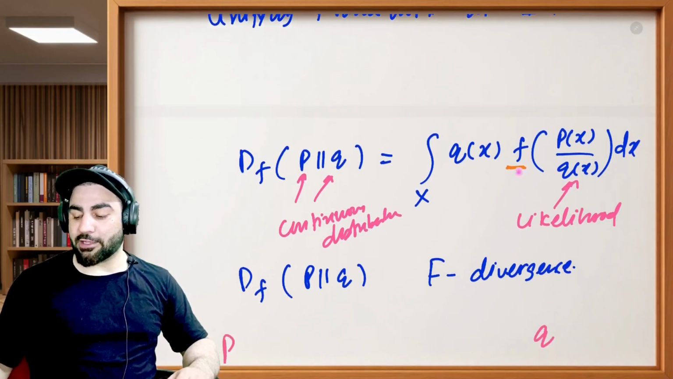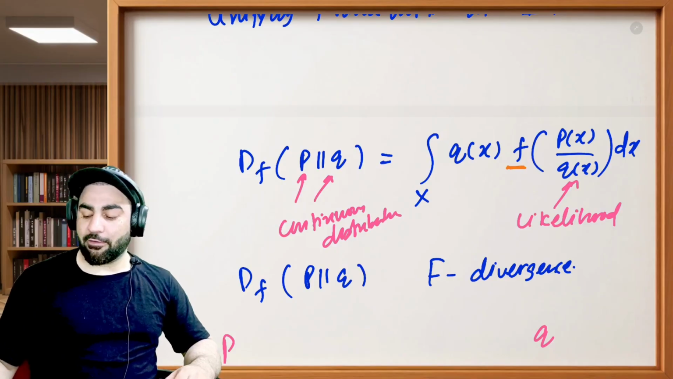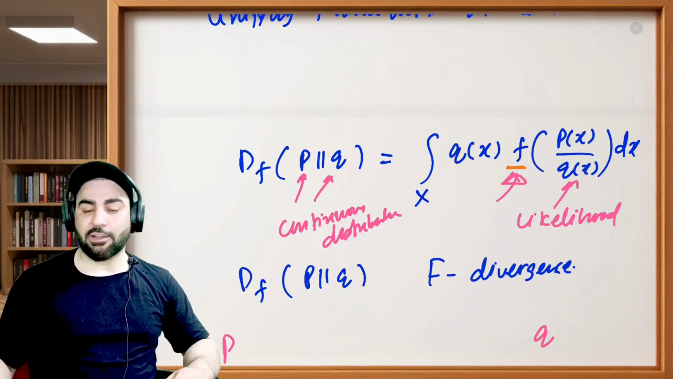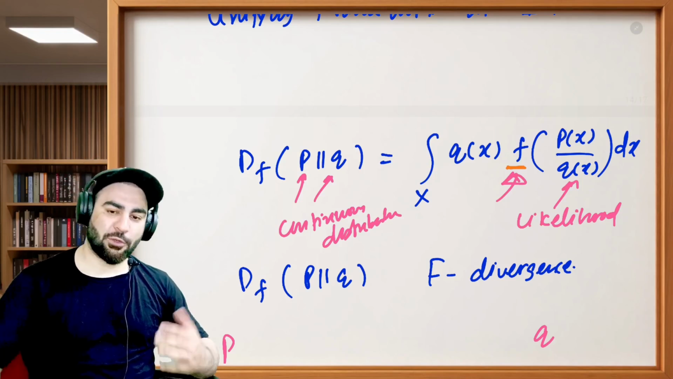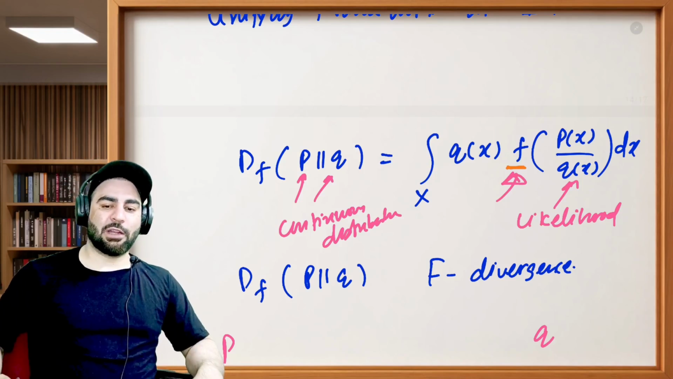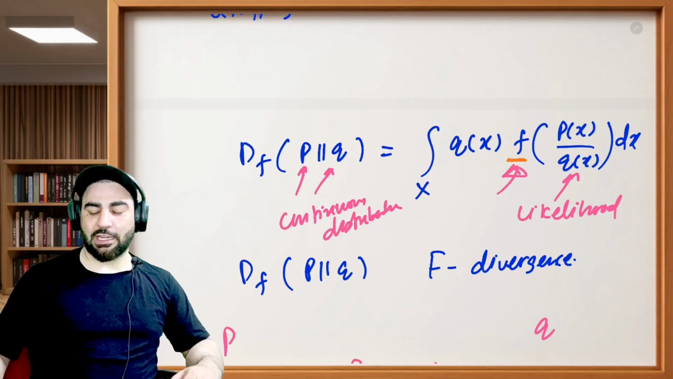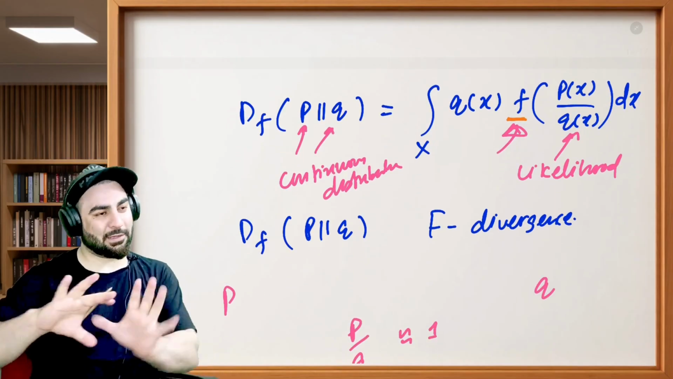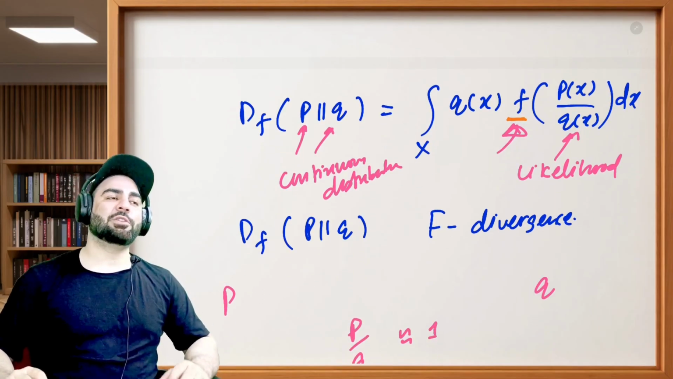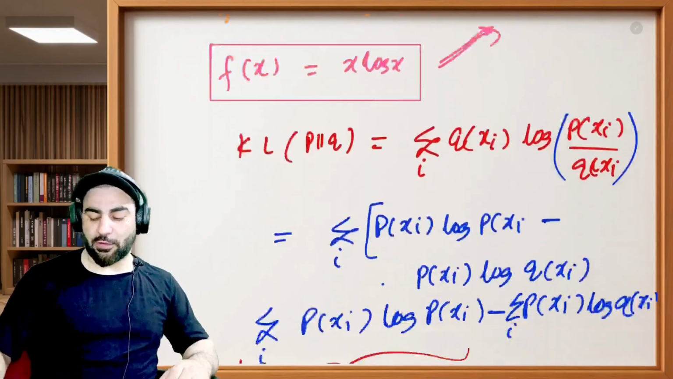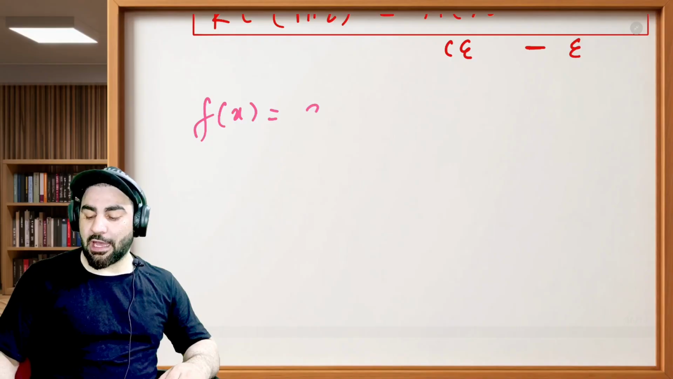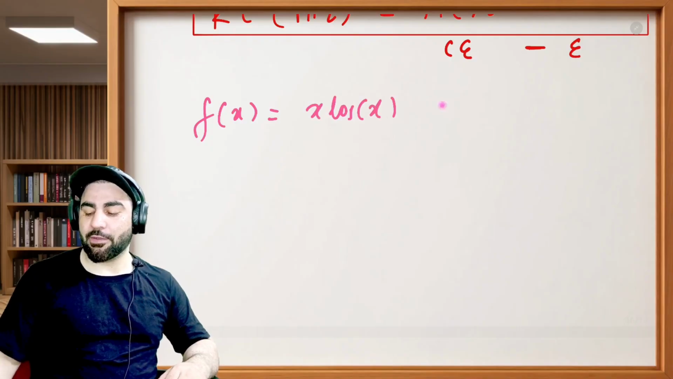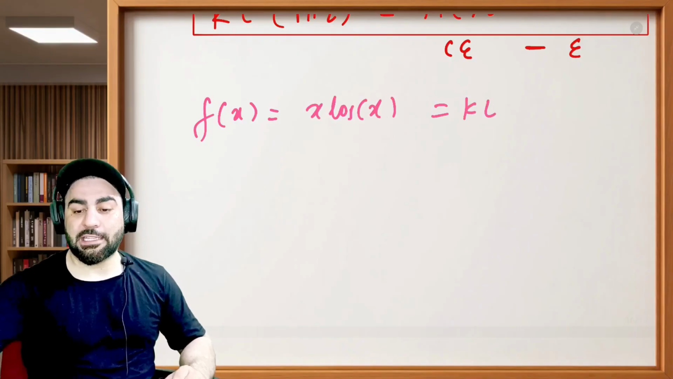So you have this function f over here. You have the liberty to choose this function, but it should have some properties: it should be convex, it should have non-negativity, it should have identifiability, and it should have symmetry. But taking those things aside, one such function is log. If you take f of x equal to x log of x, this will be equal to KL divergence. Okay, I'll now name a few other divergences.